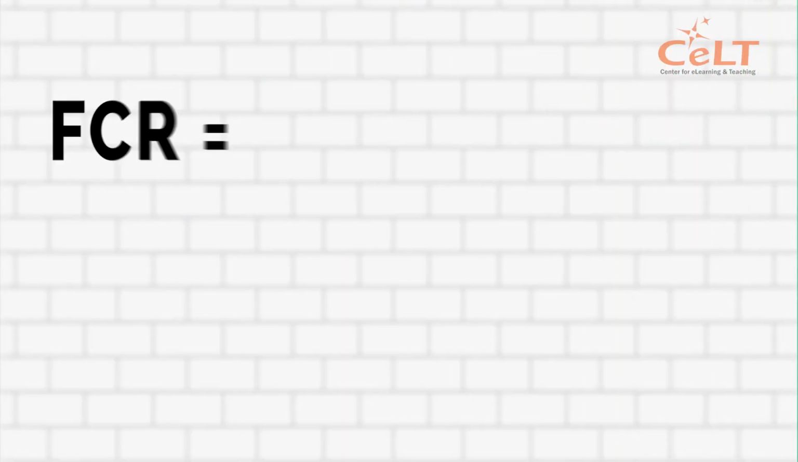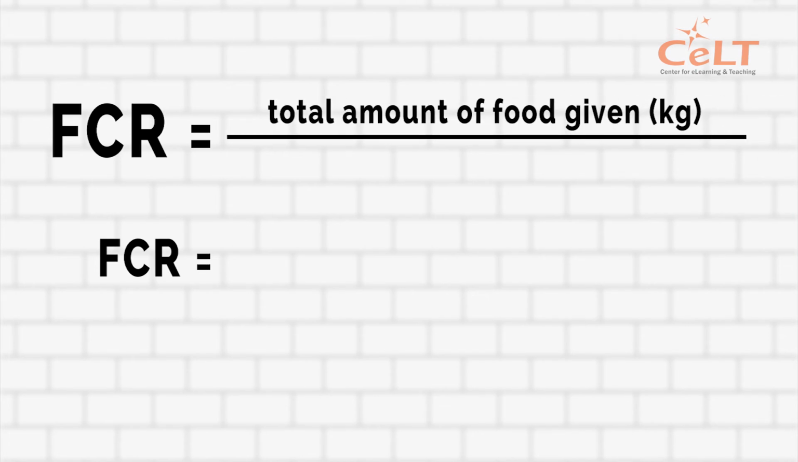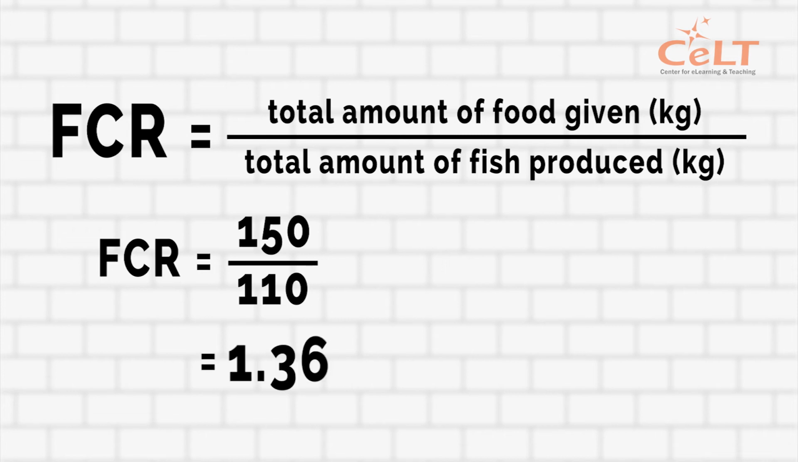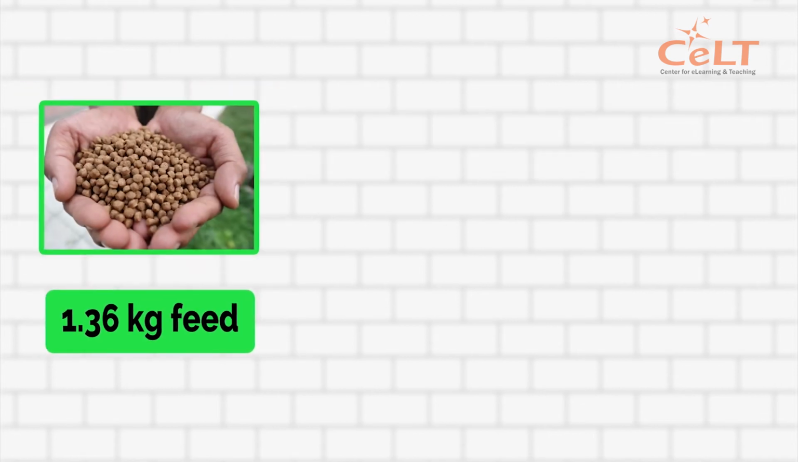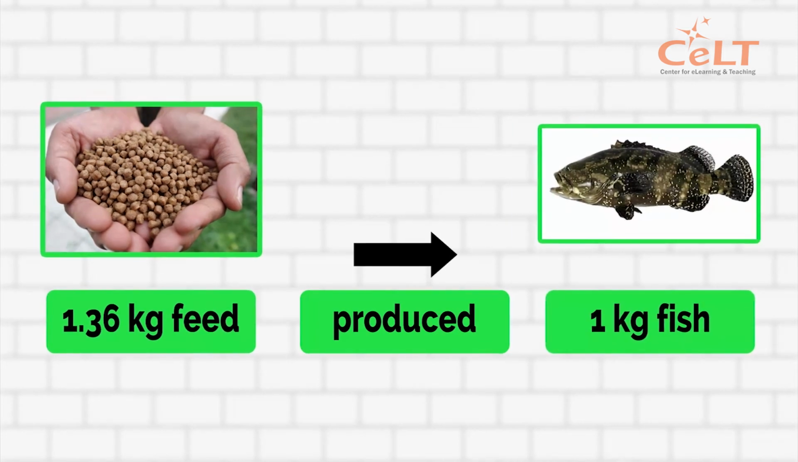So, the FCR equals to total feed given divided by fish weight produced. 150 kilograms feed divided by 110 kilograms of fish equals to 1.36. This means 1.3 kilogram feed were required to produce 1 kilogram of fish.